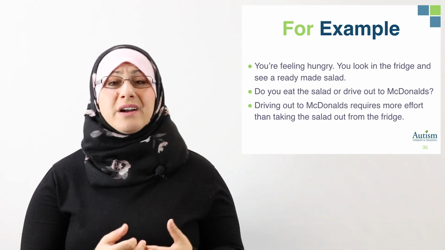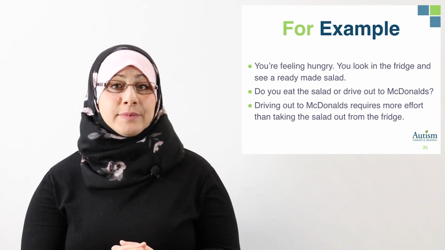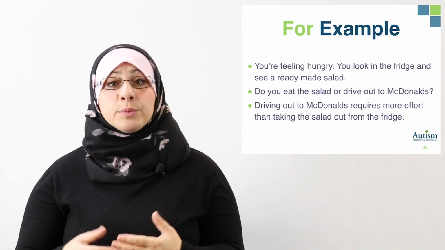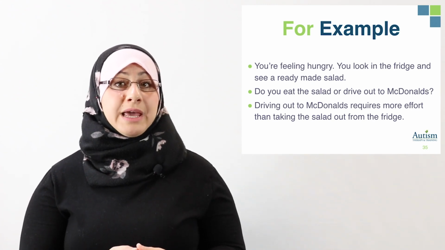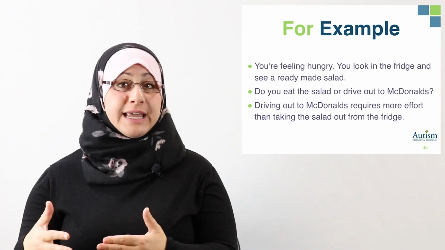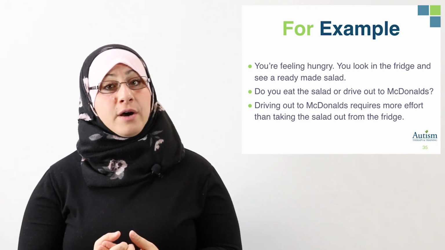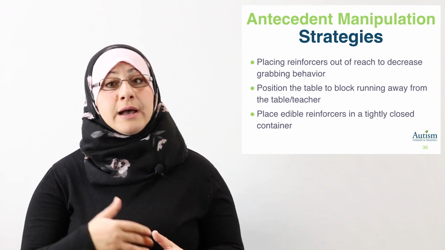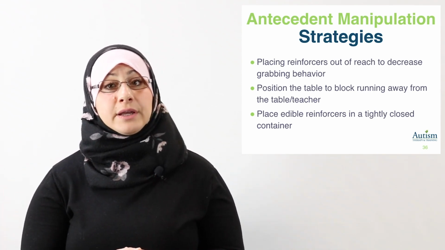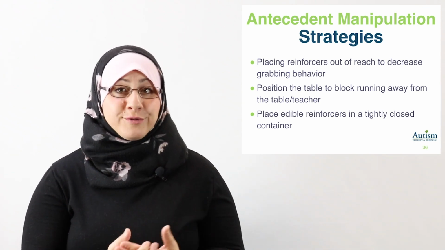Driving out to McDonald's requires more effort than taking the salad out of the fridge and eating it. For teaching situations, place reinforcers out of reach to decrease grabbing behavior, or place a bin on the table blocking the reinforcer and having the learner grab that item off the table. Position the table in a way to block running so that the learner is not just getting up and leaving. Place edibles in a tightly closed container to avoid reinforcer theft.